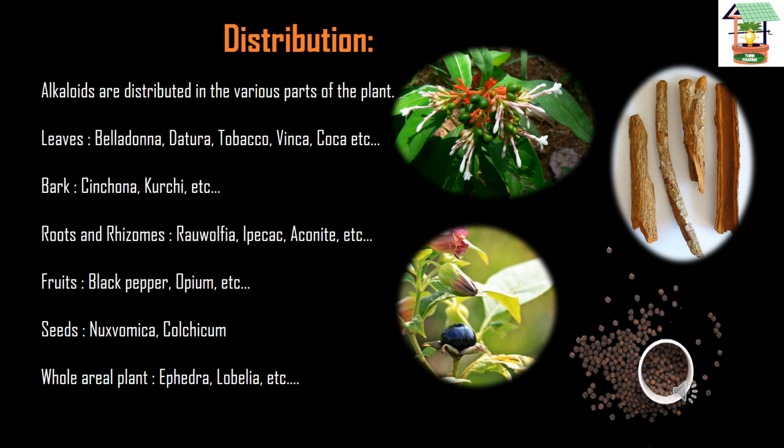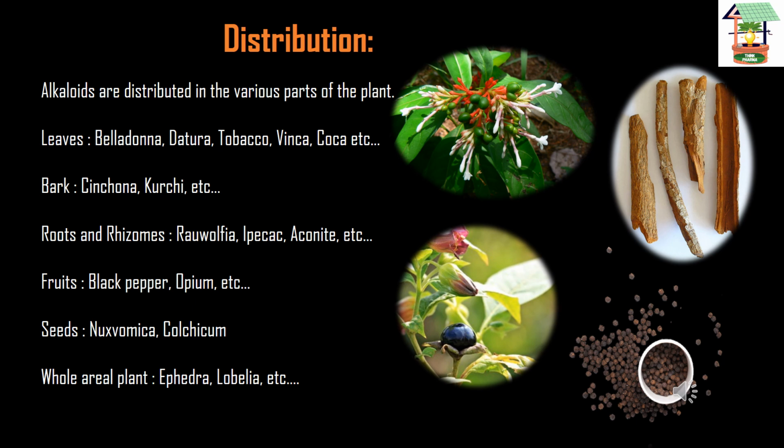For example, in leaves, belladonna, datura, tobacco, vinca, and coca are found. Cinchona and kudsi are the alkaloids which we can find in bark. And then Rauwolfia, ipecac, and aconite are the ones which we can find in the roots and rhizomes of the plant.